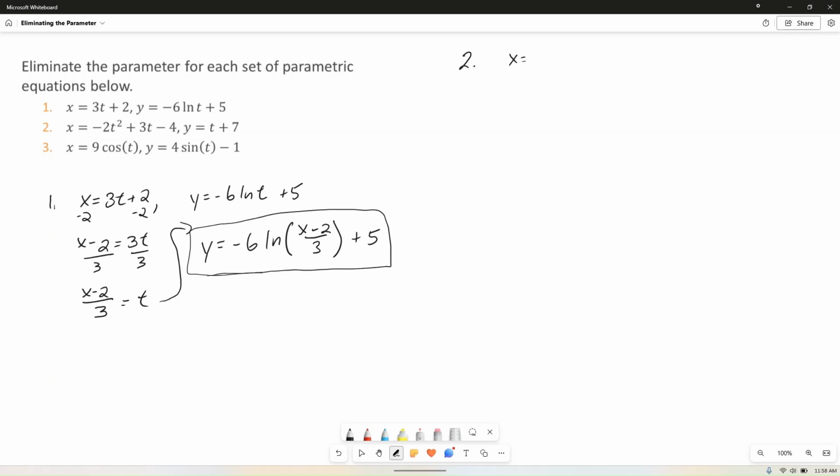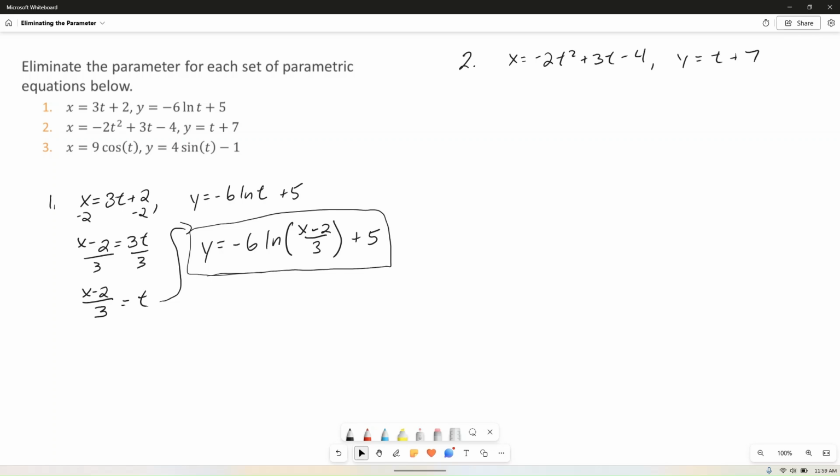So we have x is equal to negative 2t squared plus 3t minus 4, and y is equal to t plus 7. The x equation is a quadratic function because we have a t squared, and the y equation is just a linear function because we just have a t. So which of those is easier to solve for t? Technically, we can do both. If we solve the quadratic equation, we are going to end up with a plus or minus, and we kind of want to avoid that.